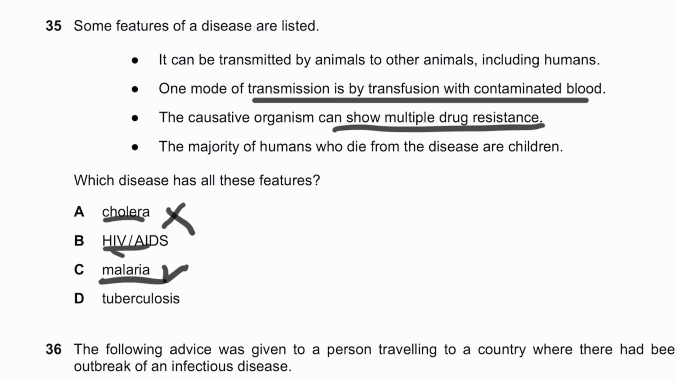Okay, and it can be transmitted by animals to other animals. Yes, it can be transmitted from mosquitoes to dogs. Tuberculosis, well, no, that's wrong because we can't assume that is by blood. It has nothing to do with blood. And also, the majority of humans who die from the disease are children. Yes, this obviously goes with malaria too.